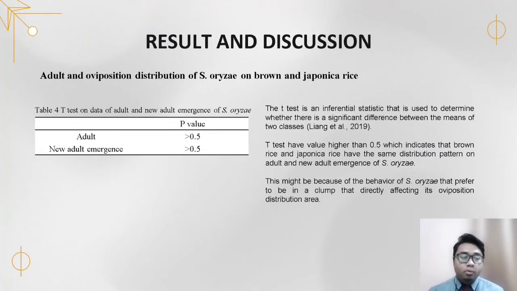And table 4, we can observe here, table 4 is the t-test on data of adult and new adult emergent of SRIZ. As we can see here, the p-value from the t-test of adult and new adult emergent shows that the value is more than 0.5. So a value higher than 0.5 indicates that brown and japonica rice have the same distribution pattern on adult and new adult emergent of SRIZ, and this might be because of the behavior of SRIZ that prefers to be in the clump, directly affecting the oviposition distribution area.